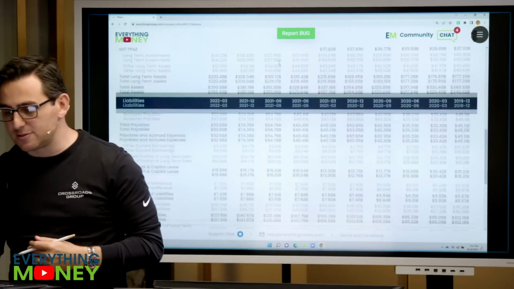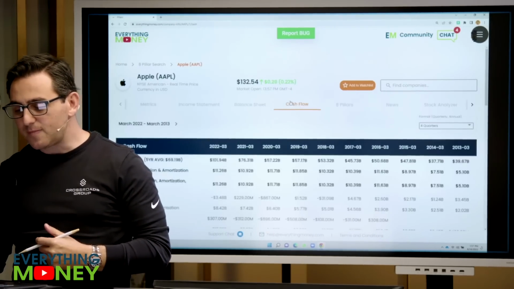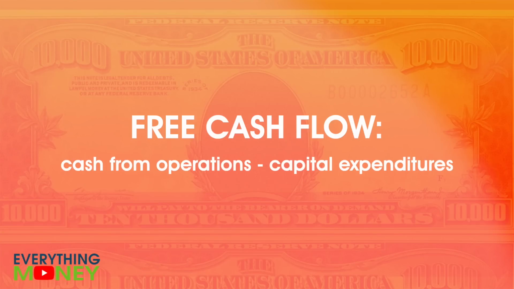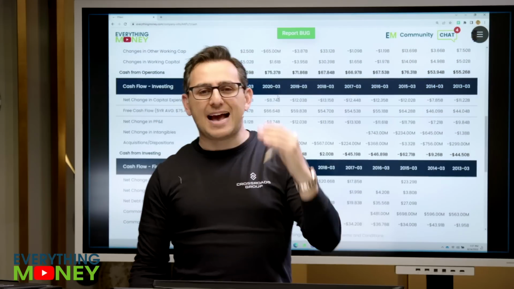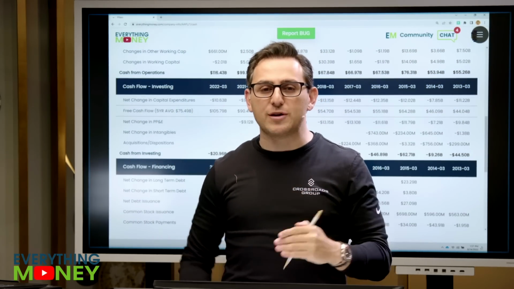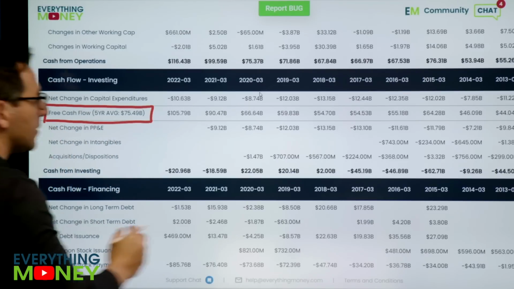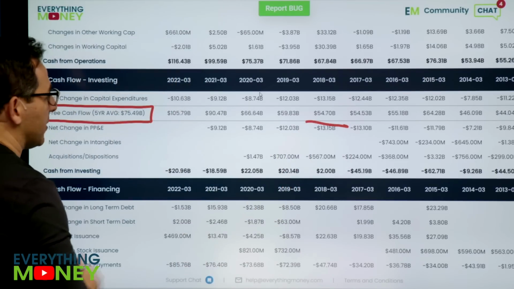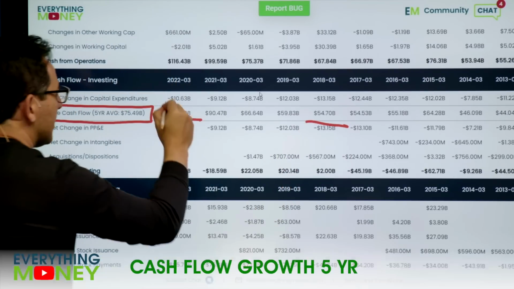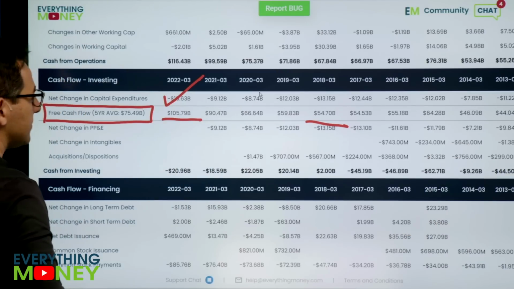So we go to the cash flow statement of our software. Now, guys, free cash flow is cash from operations less your capital expenditures. The cash flow statement will not actually show you the free cash flow, but we put the line in here to make the math easy for you. 5 years ago, they had 54.7 billion. Last year, 106. Check mark, almost doubling again.